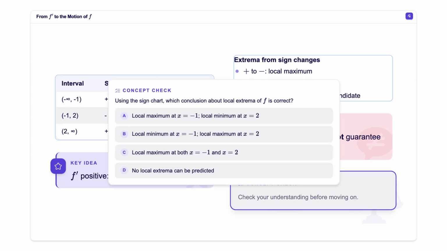Using the sign chart, which conclusion about local extrema of f is correct? Track the sign change at -1, then track the sign change at 2, and choose the option that matches.